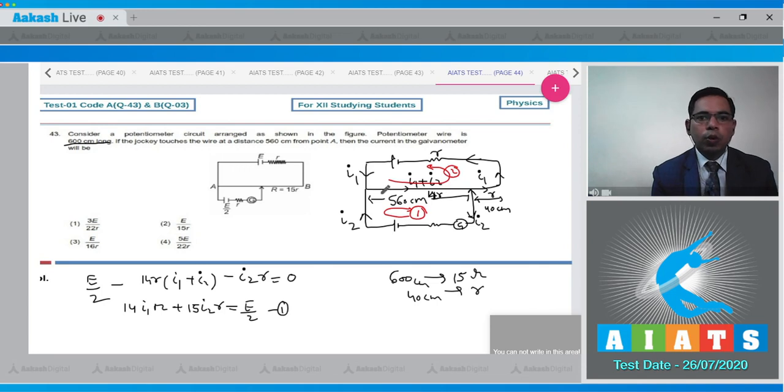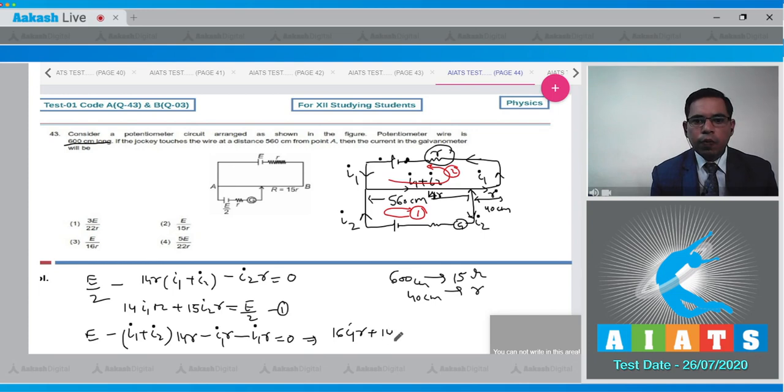Now in loop 2, what will be the KVL? Now start from here. This will be increment of E minus (I1 plus I2) times 14R, here minus I2R, and again some drop here, that will be minus I1R, that will be equal to 0, and solving this we will get 16 I1R plus 14 I2R equal to E.